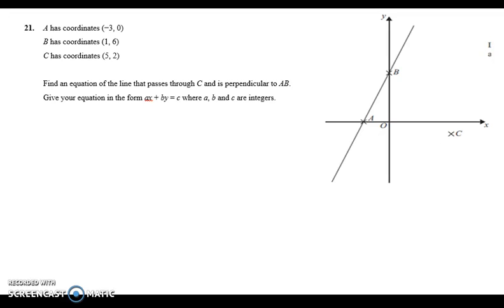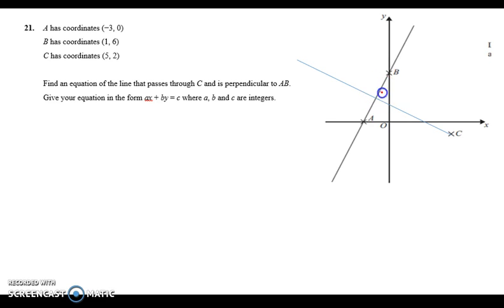Okay, question 21. We're asked to find an equation of the line passing through C. So passing through point C on our diagram, there's a line that passes through here and it's perpendicular to AB. Now what does perpendicular mean? That means at right angles. So we're going to need to draw a line on our diagram that passes through AB at right angles.